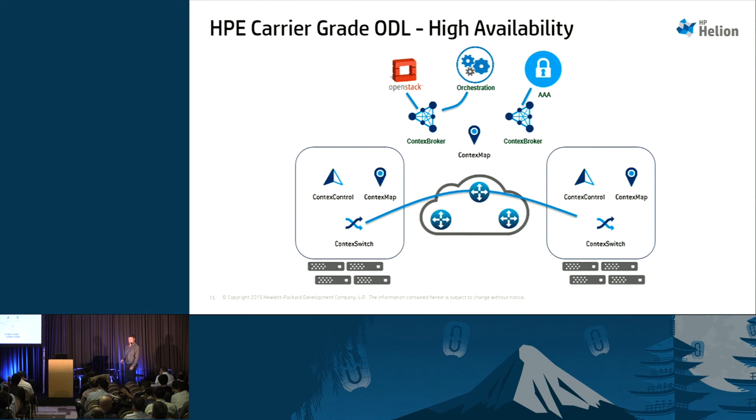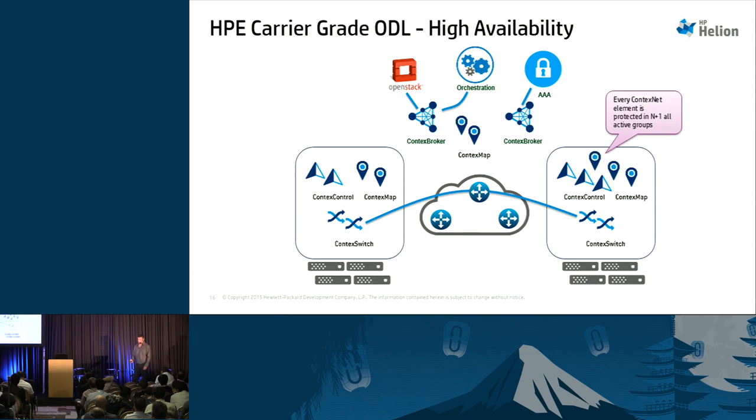Right now, we talked about each one of the ContextNet nodes, and I showed you that each one of them has a control, map, and a switch. In order to make it highly available, in the same node we can have a set of instances of each one of these elements. This actually gives us an N plus one, all active, instances of each one of the elements.